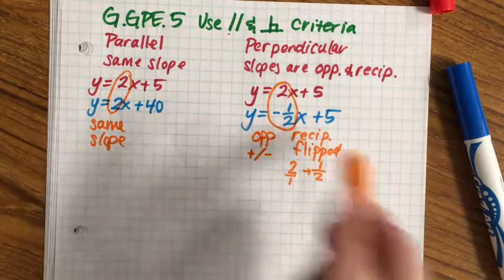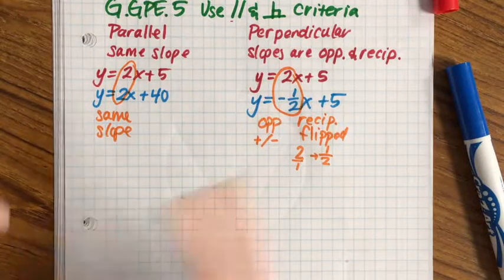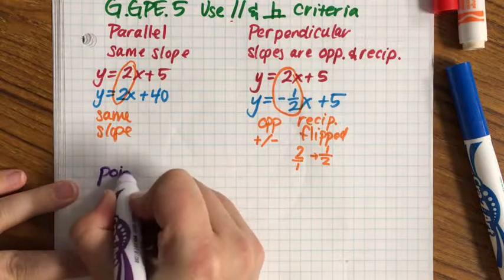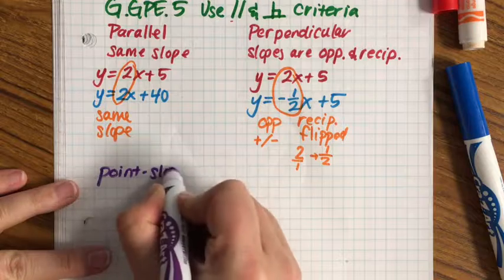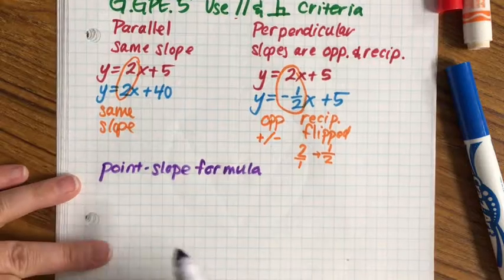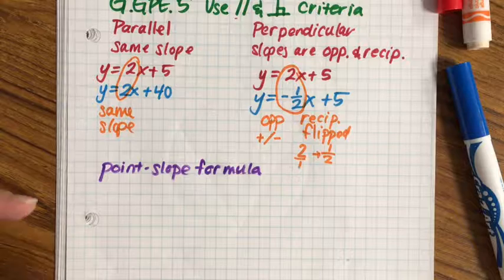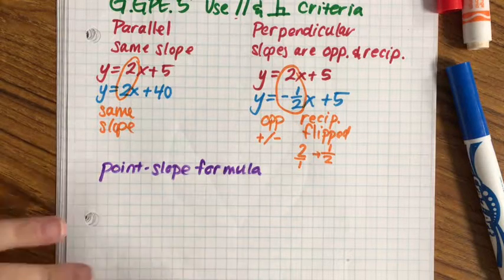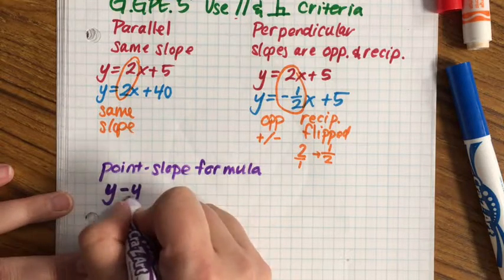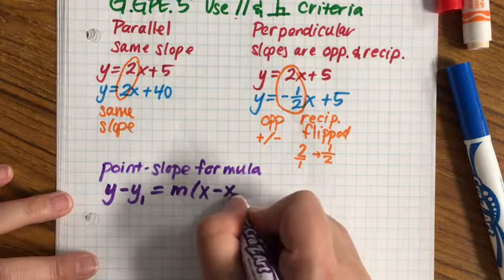All right, so we know those things. Other things that you will need for this lesson is you will need to remember what the point slope formula is, where you can get the slope. They're going to tell you a point, and then you're going to have to figure out a line that's parallel to it and a line that's perpendicular to it. So point slope formula goes like this. You go y minus y1 is equal to m times x minus x1.